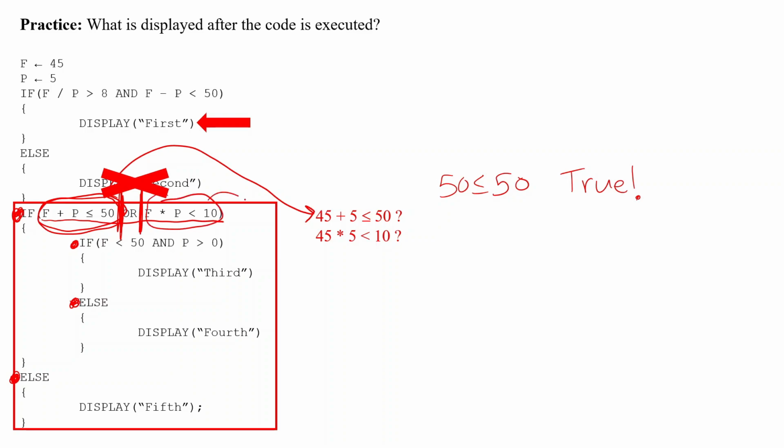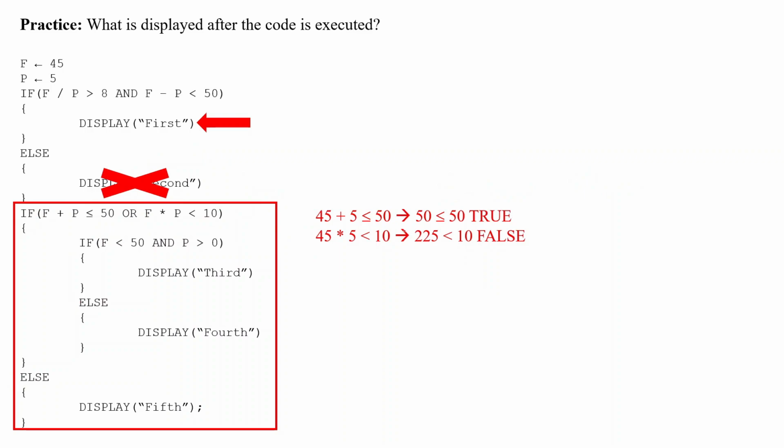F times P less than 10. Okay. 45 times 5 less than 10. Oh gosh, 45 times 5. Is that 225? Oh, it is. Yay. 225. I got nervous. I had to switch ahead to this slide. I don't want to embarrass myself. 45 times 5 is 225.